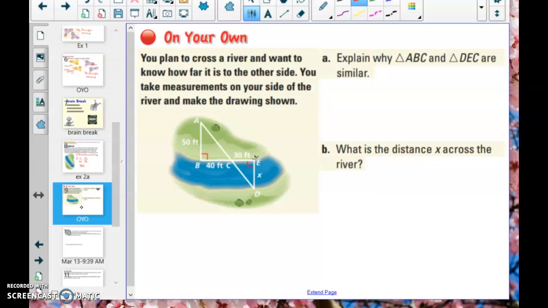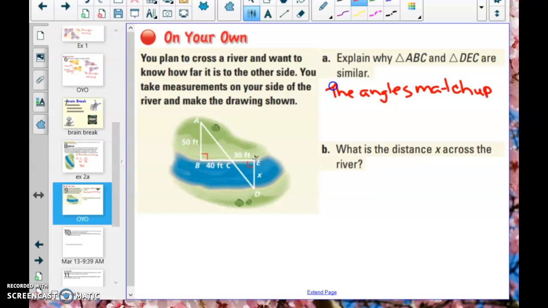You can pause the video and answer this one on your own. So similar to the last one, but a little bit of a different picture. It says, explain why triangle ABC and DEC are similar. Well, I see that they have a 90-degree angle that matches up, and then at angle C, they have vertical angles that match up. So that means A and D have to match up as well. So I would say the angles match up.